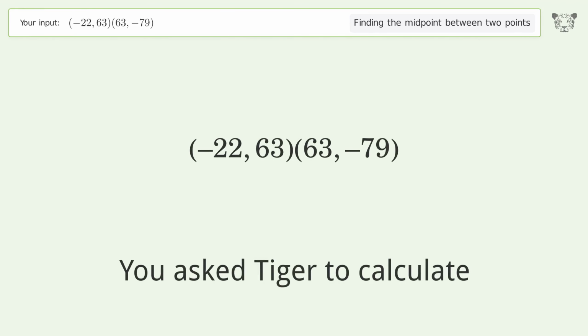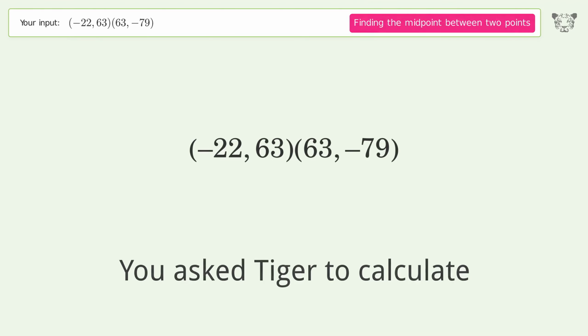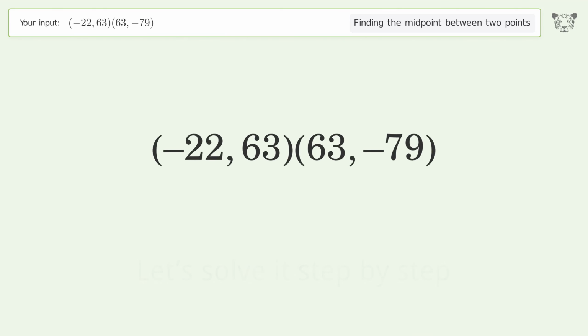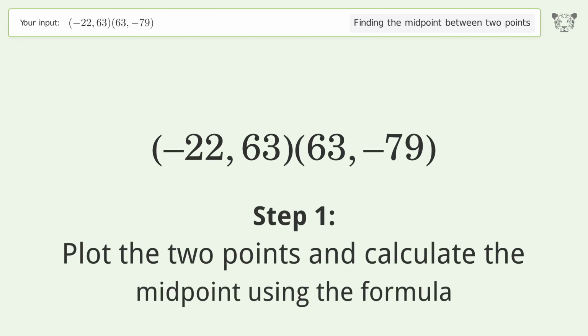You ask Tiger to calculate. This deals with finding the midpoint between 2 points. The midpoint between the 2 points is 20.5, -8. Let's solve it step by step. Plot the 2 points and calculate the midpoint using the formula.